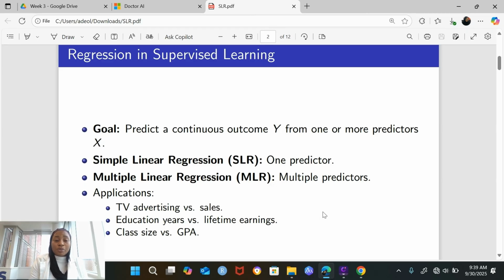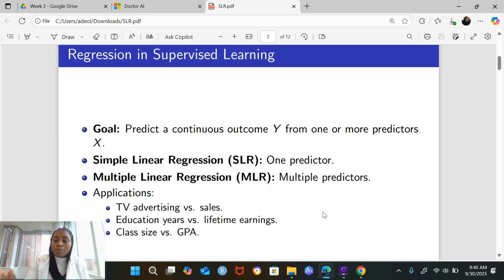For any regression problem, what is the goal? What are we trying to achieve? At the end of the day, we're trying to build a model that can predict a continuous outcome from one or more predictors. What we mean by this is we are going to build a model that can help us make predictions of a continuous outcome. When we say continuous outcome, that's the response variable, the outcome variable, with a set of predictor variables or a single predictor variable.